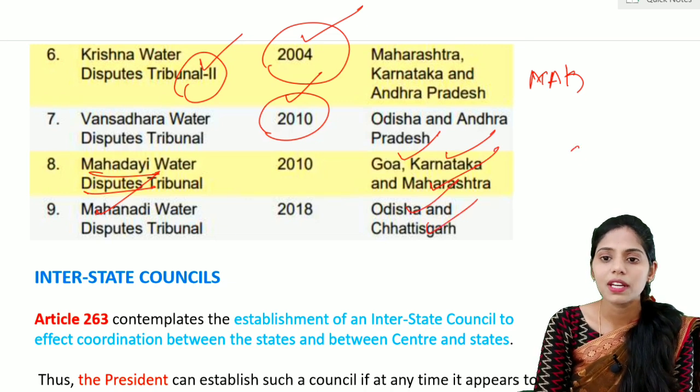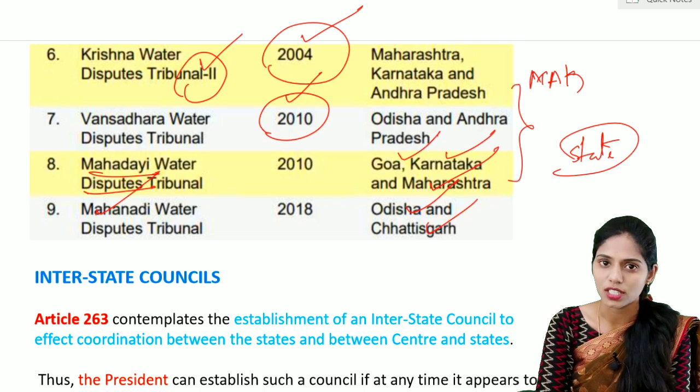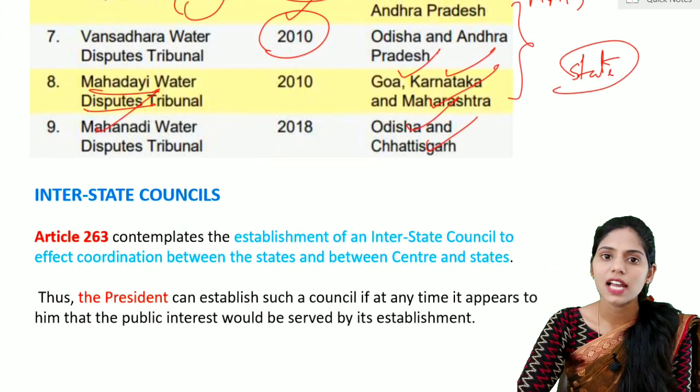Whenever you are preparing for any state service examinations, this part is very important. Okay, so please remember this. And let us see the next article.